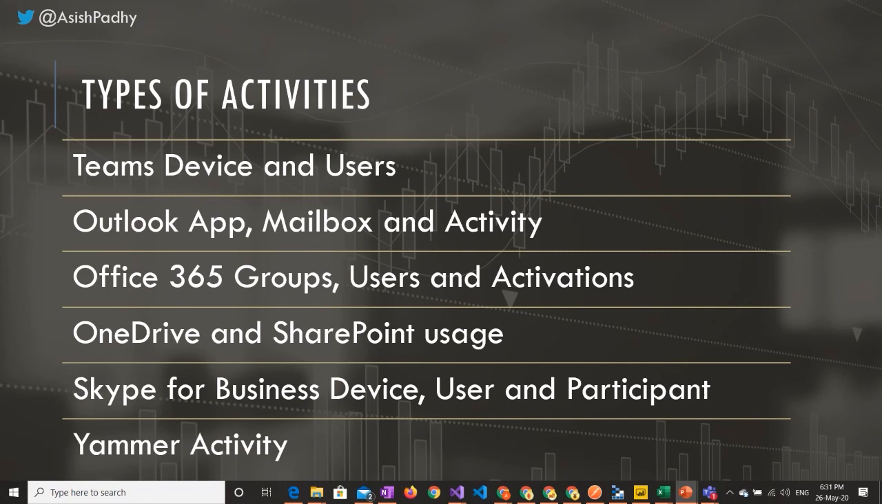So you can get OneDrive and SharePoint, you can get Skype for Business device, user and participant, you can get Yammer activity. Now this is all growing and there is a lot more coming. So you might see a lot more getting added to the Graph activity API in the future. But for now, these are all the endpoints that you can hit and all the data.